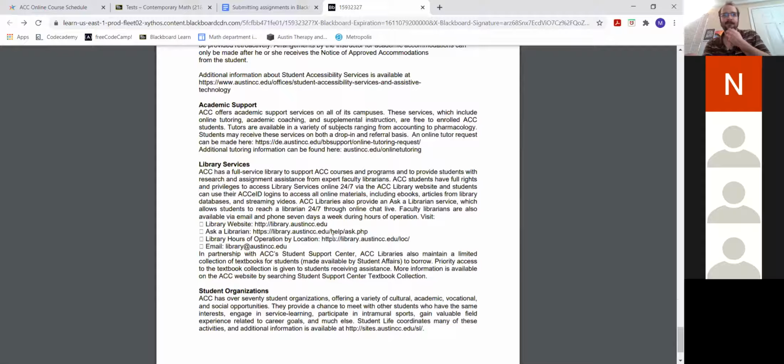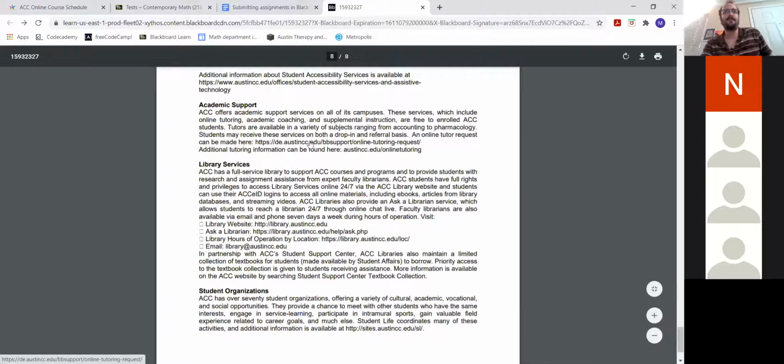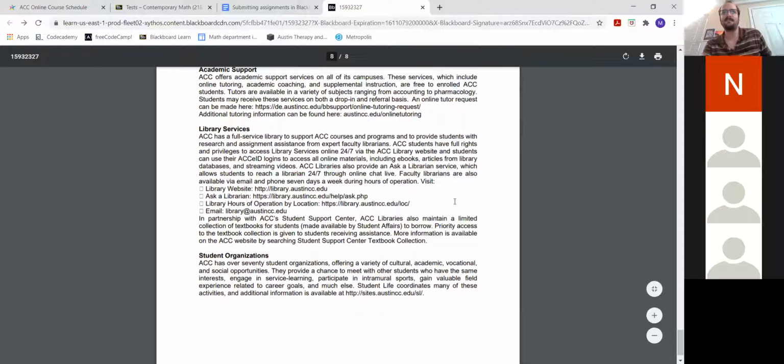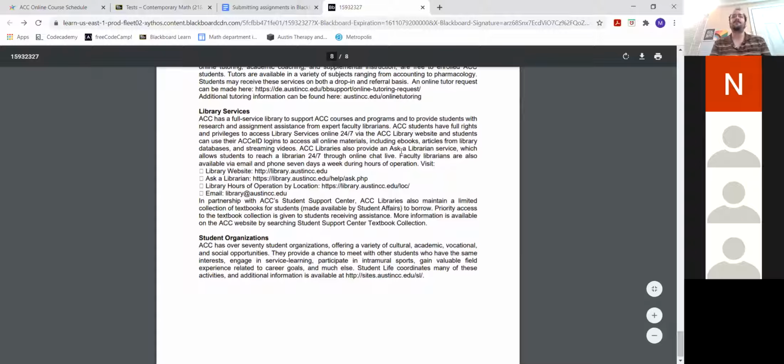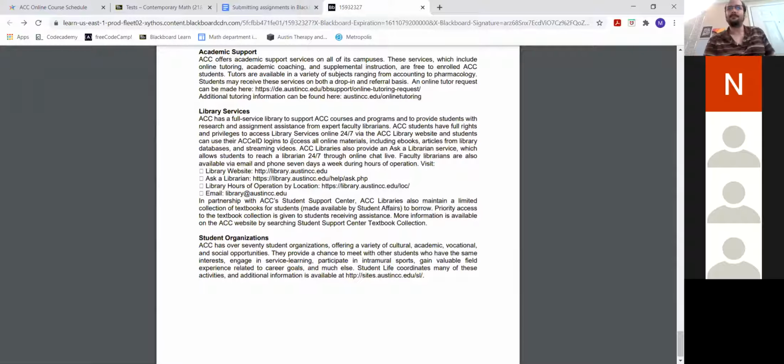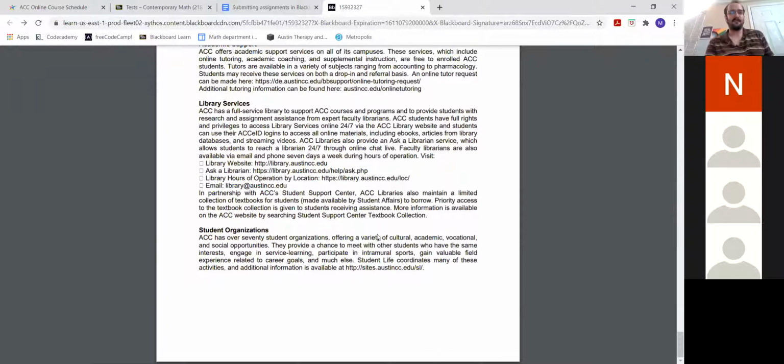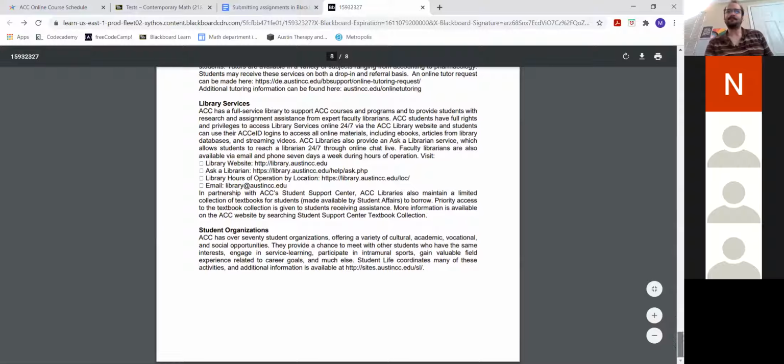Where are we at? Student Accessibility Center, academic support. You can make an online tutoring request there. I think that's what I accidentally clicked. I didn't realize there's a link because it wasn't highlighted. But here we go. We also have library services. So if you have to research something, these might be good resources. There should be an academic search through the library site somewhere in there that gives you academic sources, or scholarly sources, whatever they want to call them.